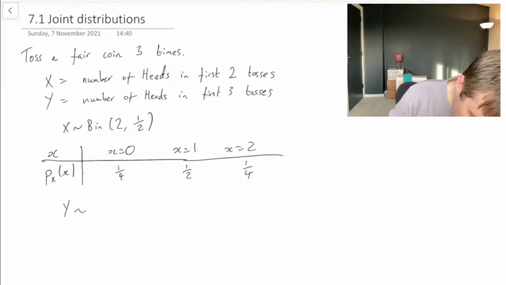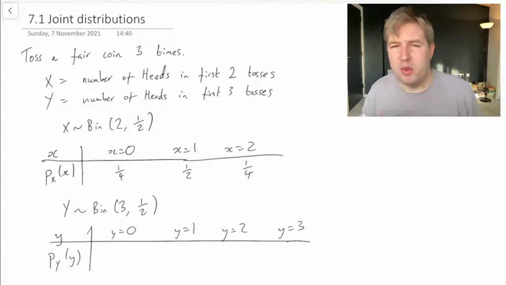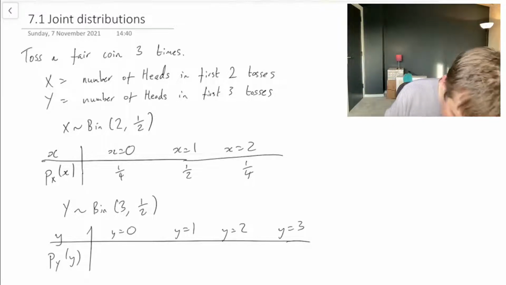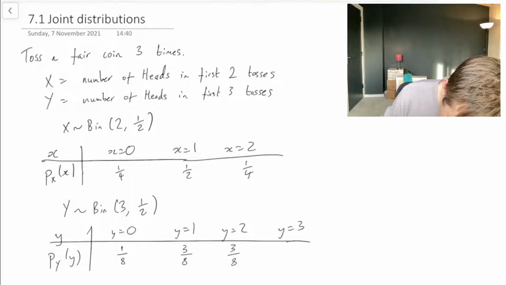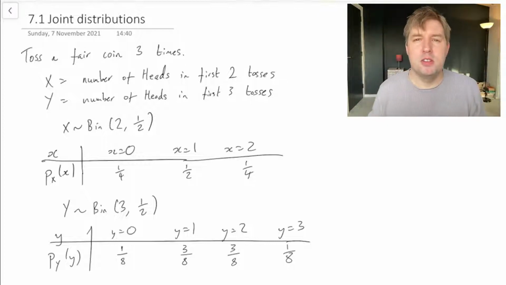Similarly, we know that Y is binomial 3, 0.5 because it comes from tossing 3 coins. So its probability mass function can take the values Y equals 0, Y equals 1, Y equals 2, or Y equals 3. And if you calculate what the right binomial coefficients are, the coefficients go 1, 3, 3, 1. So this becomes 1/8, 3/8, 3/8, 1/8. So those are the probability mass functions.